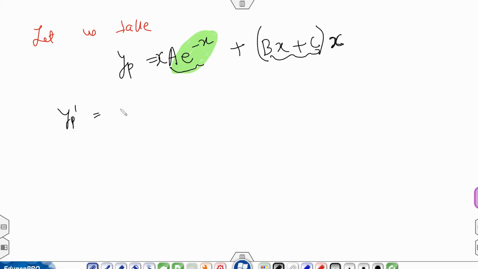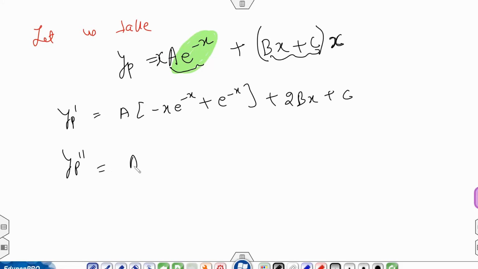So I'll just write down what yp dash is directly. You can check this out. This will be your yp dash, and yp double dash will be a x e to the power minus x minus.